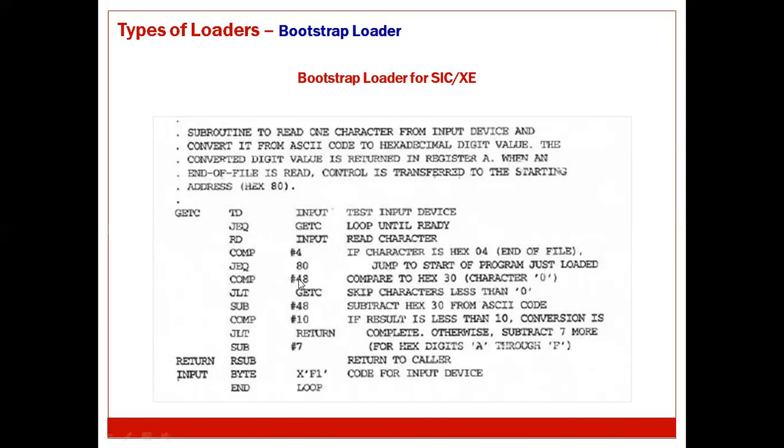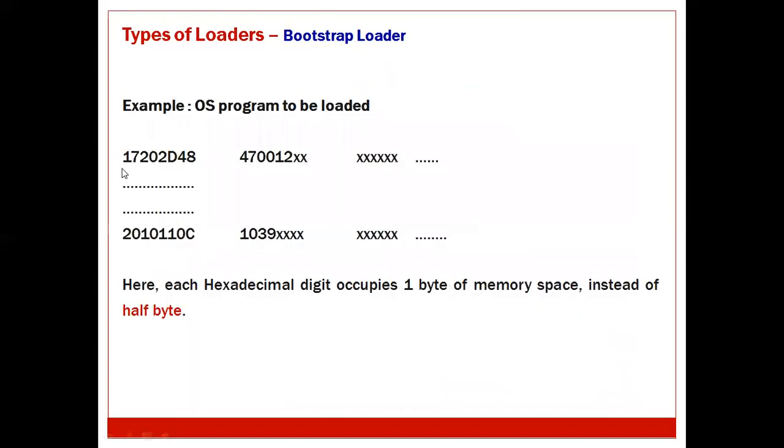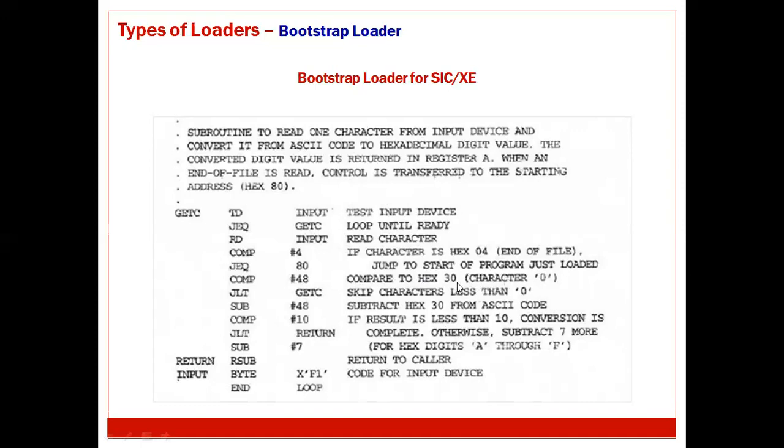Otherwise, what we have to do is compare with 48 decimal, which is nothing but 30 hexadecimal. That means you know the ASCII character of 0 in decimal: 0 is nothing but ASCII value 48. So we will compare each digit with 48, that is hexadecimal 30. Let's take this one. Let us say I have 17 here. So 1 is a hexadecimal number that will be converted to ASCII here, and then it is compared with hexadecimal 30.